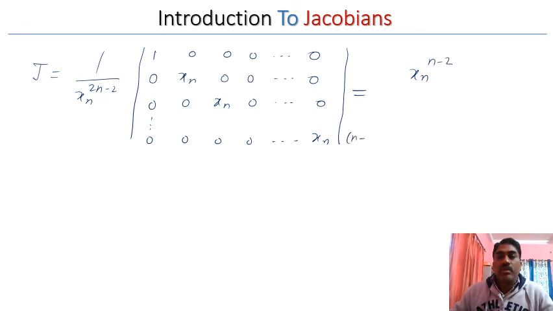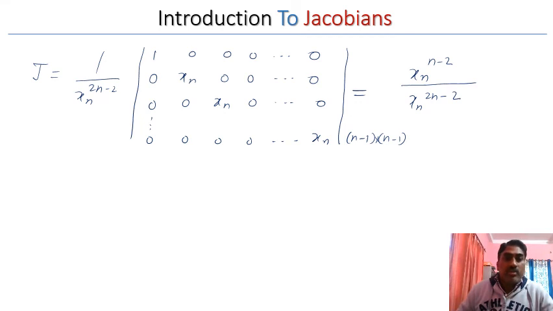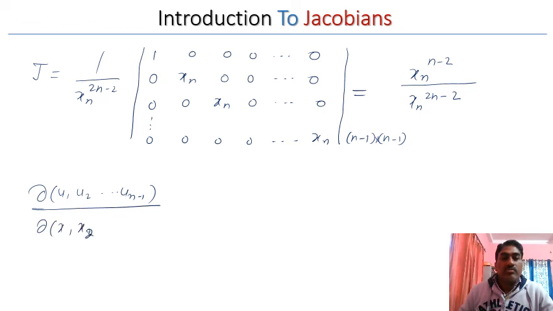Why n minus 2? Because this determinant is of order n minus 1. N minus 1 means there are n minus 1 rows. So the first element is 1, so the rest elements are n minus 2. So we get xn to the power n minus 2 divided by xn to the power 2n minus 2, and finally you have calculated the Jacobian of u1, u2, up to un minus 1 with respect to x1, x2, up to xn minus 1 to be 1 by xn to the power n.